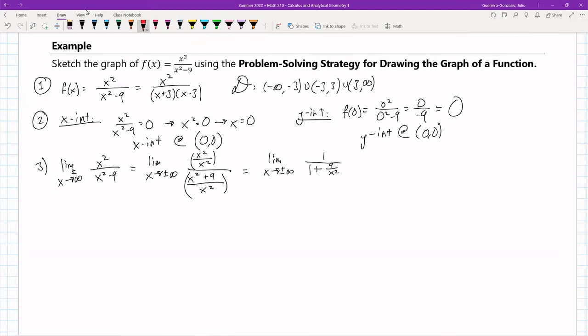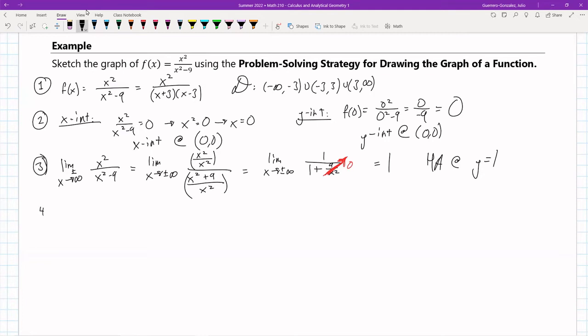I'm going to do what you would see in the videos. This thing is going to tend toward 0, right? 9 divided by x squared. As my x gets bigger and bigger, that's going to be 0, right? So then this is going to be equal to 1. So my horizontal asymptote is at y equal 1. Okay. That was step 3.